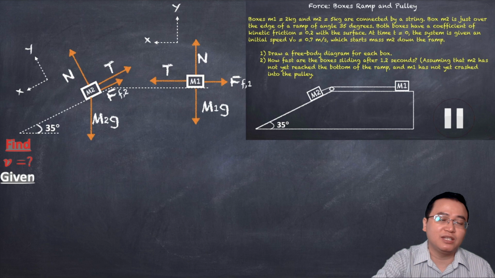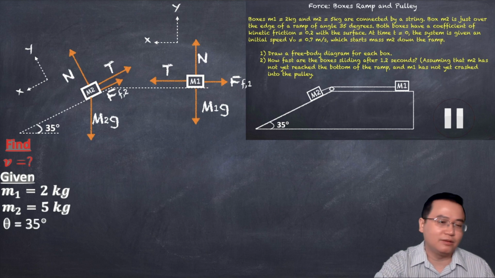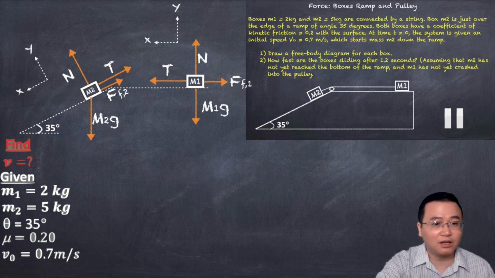And then the next step is to list out the givens. In the problem, you just write down m1, m2, delta, mu, and starting velocity.